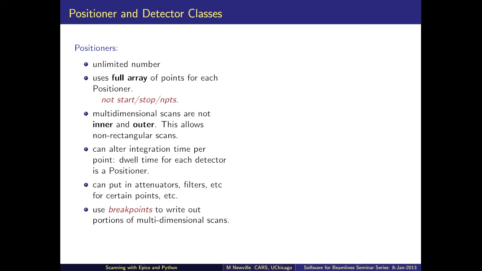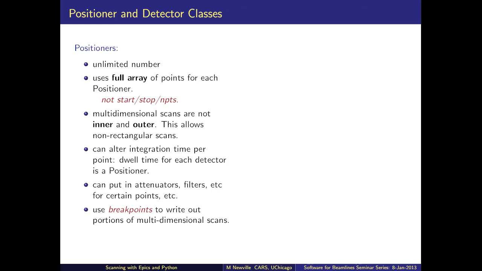So multidimensional scans here are not an inner scan and an outer scan. If you have two arrays for an XY scan that's 10 by 10, you have two arrays of 100 points each. Yeah, it's very over-specified, but this allows you to do non-rectangular scans. You could do a diagonal scan easily, you could do a spiral scan, and so on.